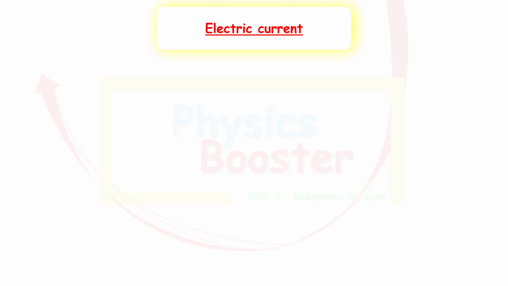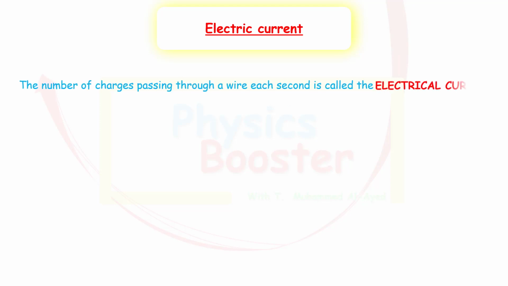Okay, so in order to understand that, we need to know how many electrons are passing through this wire each second. But we said before that if we have 6 million electrons, we will have something called one coulomb, right? So instead of saying that electrons are passing through wires, we will be saying that coulombs are passing through wires. We will not use the term electrons passing through wires anymore. We will be saying that coulombs or charges are passing through this wire.